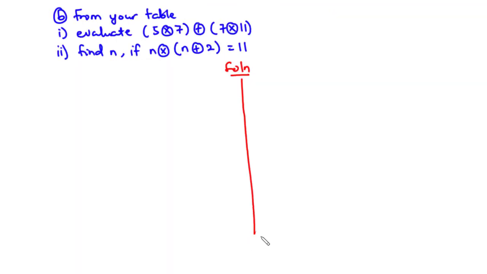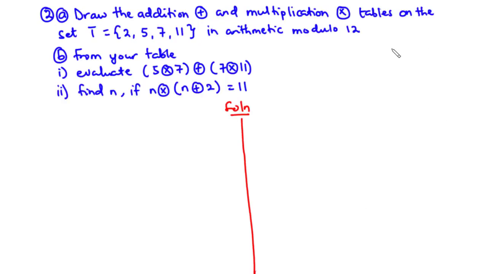So like we did in the previous question, let's solve this question together. So first of all, we are going to draw the addition and multiplication tables for this set. So first of all, the addition table, we have 2, 5, 7, 11, also 2, 5, 7, 11.